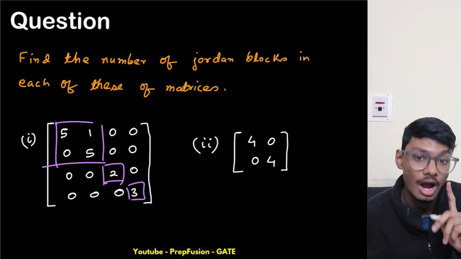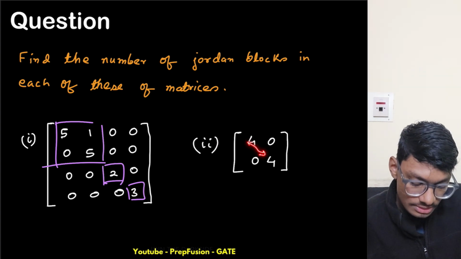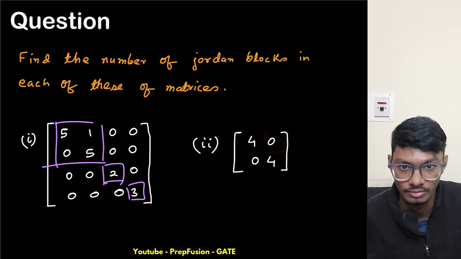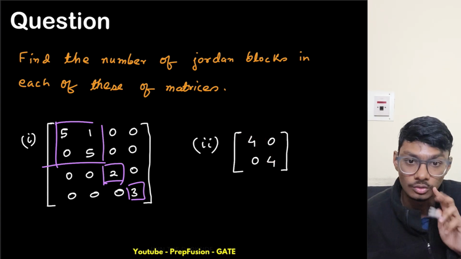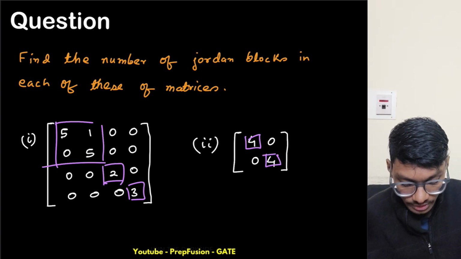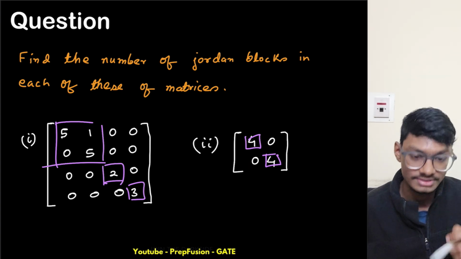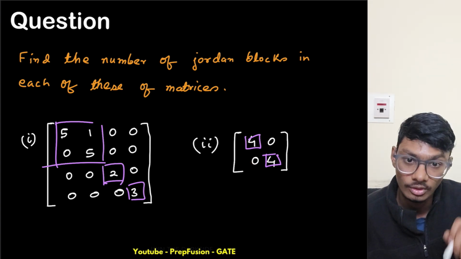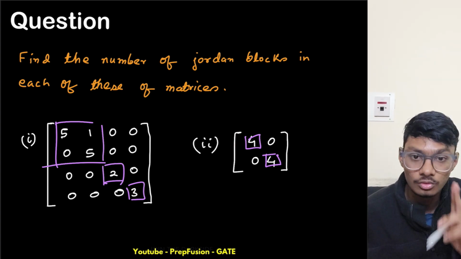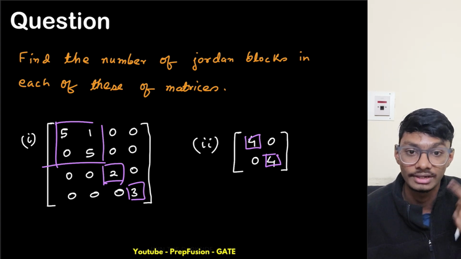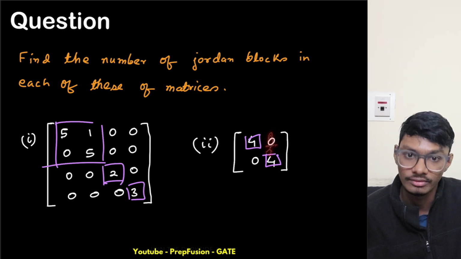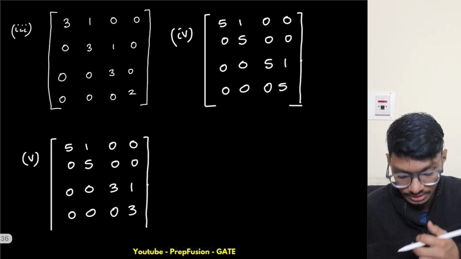Now here, how many Jordan blocks do I have? I will go along this and find if I have a 1 above. I don't have a 1 above this 4. They are repeated, but I don't have a 1 above this 4, so these two are two Jordan blocks. What will happen if I have 2 Jordan blocks? If this is a system matrix A, then from here itself I can say that my system isn't controllable. Also I can say my system isn't observable. In one shot I can tell, because I have 2 Jordan blocks for the same repeated eigenvalue. Why do I have 2 Jordan blocks? Because I don't have a 1 above this. We'll do a few more examples, you'll understand.